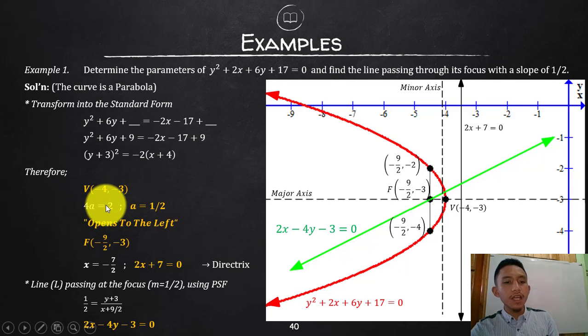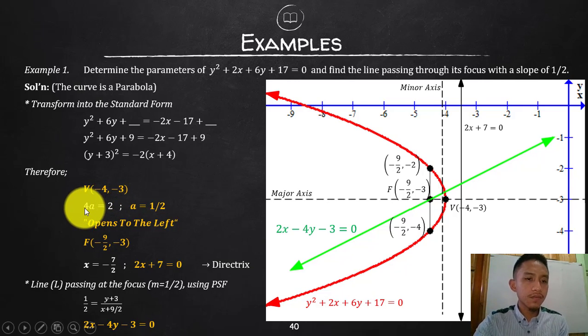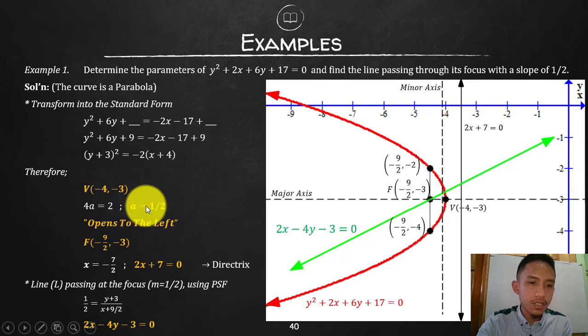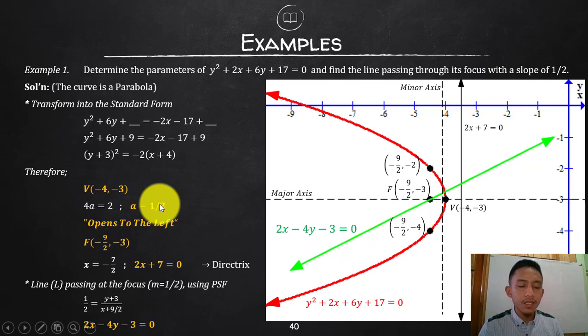But since we need the a later on, divide both sides by 4, so that will be a. So you will have a, which is equal to 1/2. So that is the length from the center to the vertex.